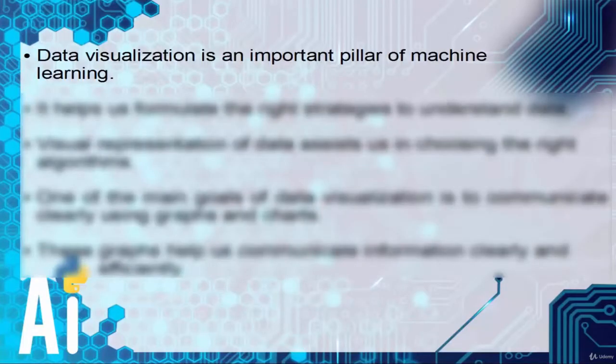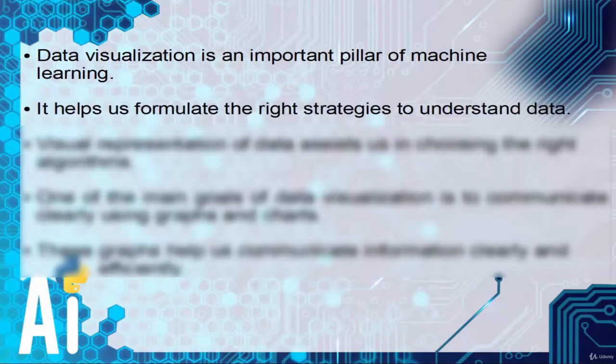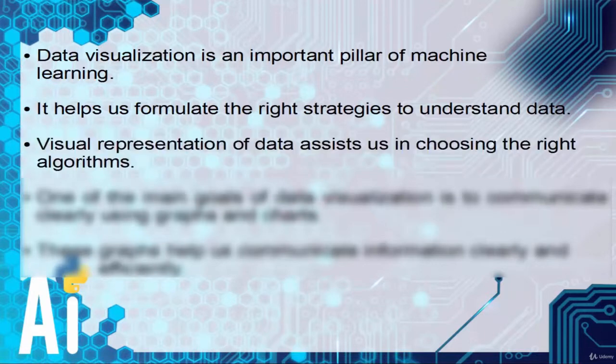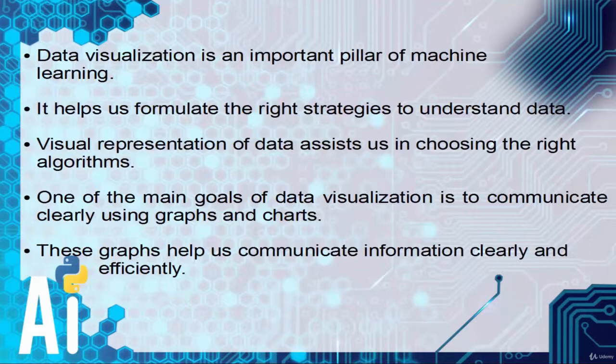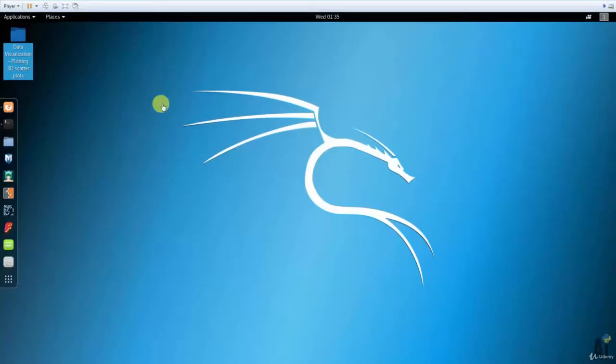Data visualization is an important pillar of machine learning. It helps us to formulate the right strategies to understand data. The visual representation of data assists us in choosing the right algorithm. One of the main goals of data visualization is to communicate clearly using graphs and charts. These graphs help us communicate information clearly and efficiently. So in this video, we will learn how to plot 3D scatter plots and visualize them in 3 dimensions.